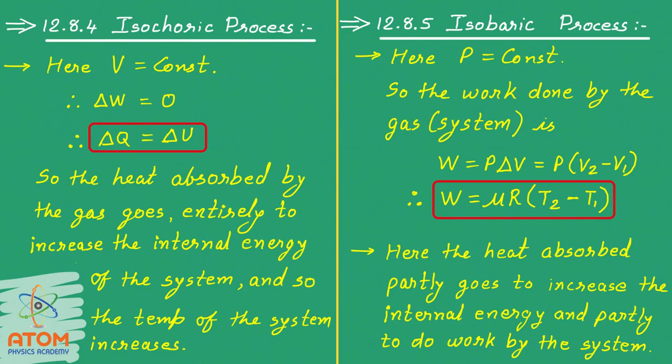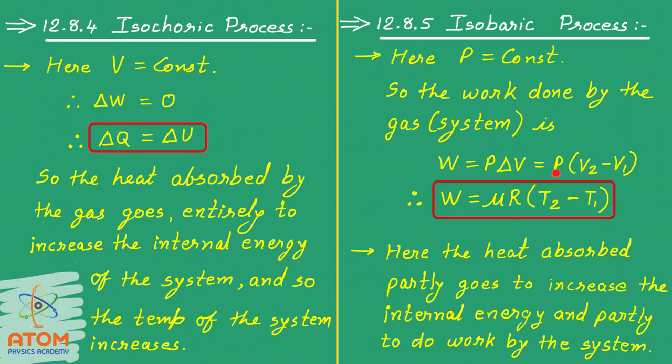Now let's see topic 12.8.5, Isobaric process. When we say isobaric process, that means the pressure P remains constant. In this situation, we already know the work equation. So the work done by the gas system can be written as W = P delta V, or in place of delta V we can write V2 minus V1.